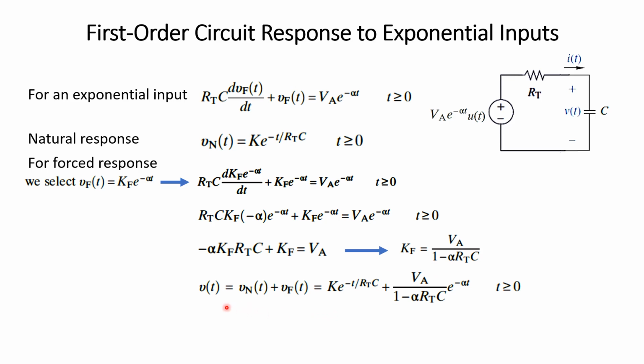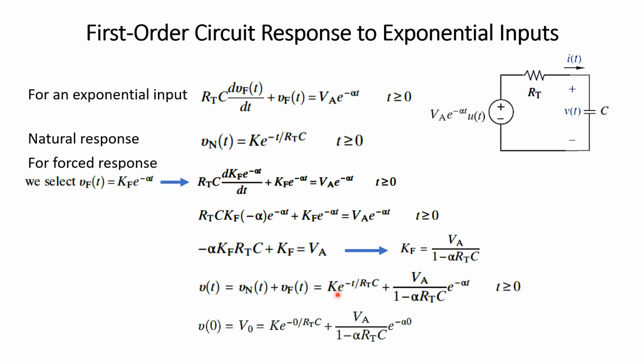Now, as we know that the total response is the sum of the natural response and the forced response, this is the natural response, and the forced response is kf e to the minus alpha t, and we have determined kf, and alpha is exactly the same, minus alpha, so this is the total response. So in here only one thing is unknown, k. In order to determine this k, we use initial conditions.